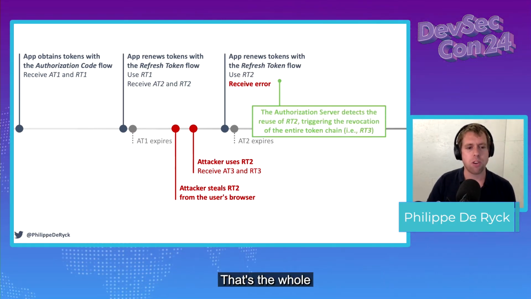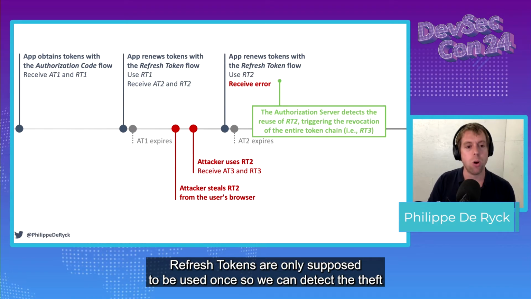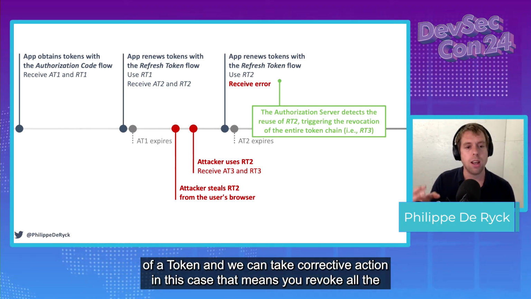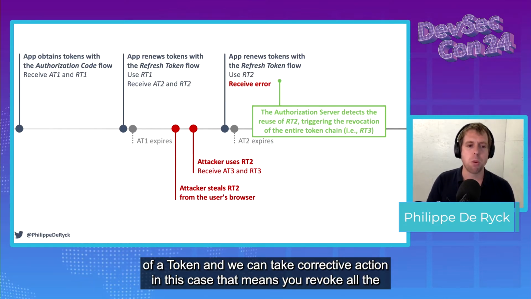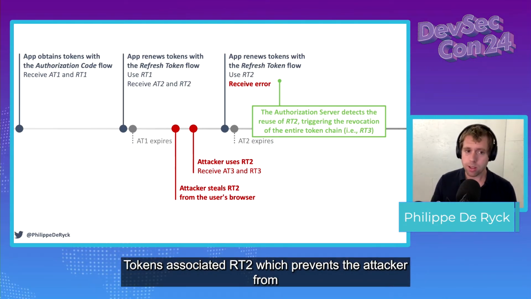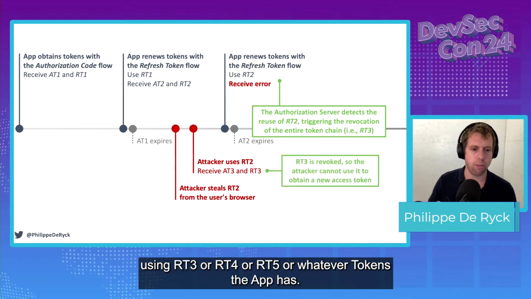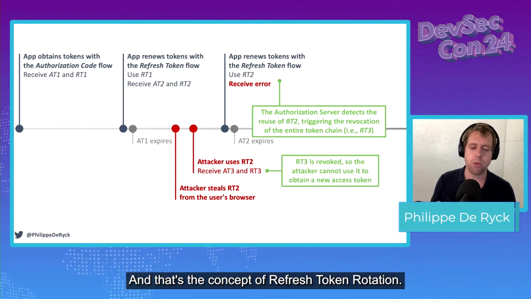That's the whole point here. Refresh tokens are only supposed to be used once, so we can detect theft of a token and we can take corrective action. In this case, that means we revoke all the tokens associated to RT2, which prevents the attacker from using RT3 or 4 or 5 or whatever token that the attacker has. And that's the concept of refresh token rotation.